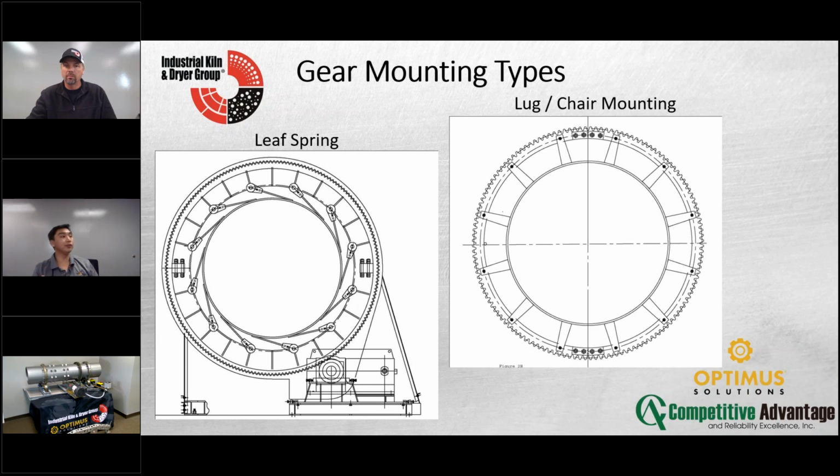My rule of thumb is about 200 degrees F. So the leaf spring, say on a kiln, you're talking maybe 500, 600, 800 degrees F. Try not to get it above 700 degrees F, then you have issues with your shell. But that spring allows for that change in thermal expansion. And then the lug, if you have that same issue on a kiln, then it will break. Bad news. Bad news.